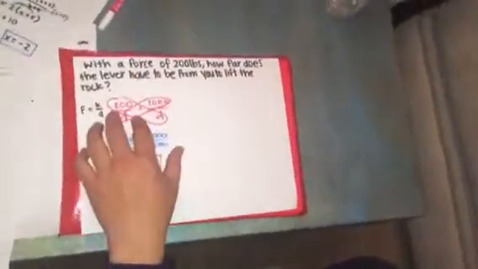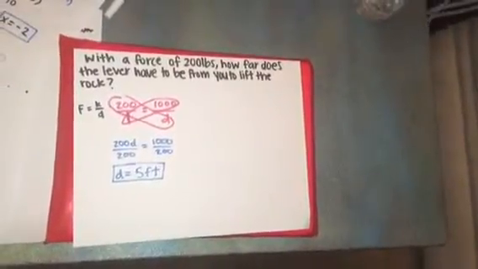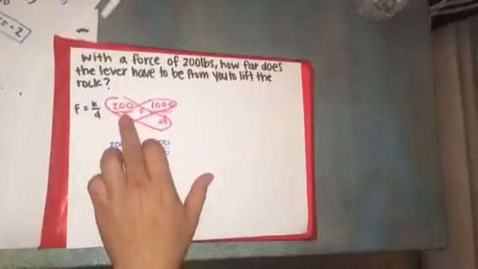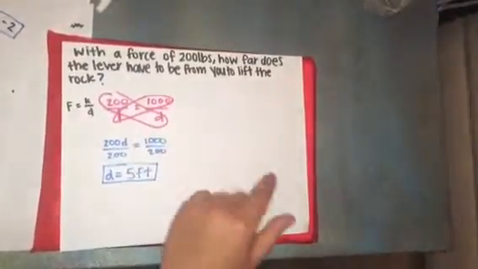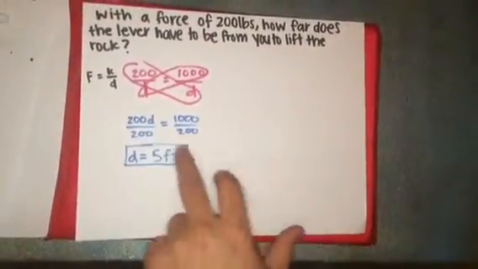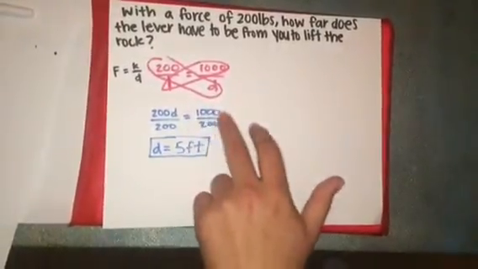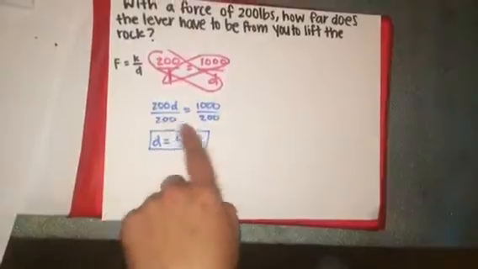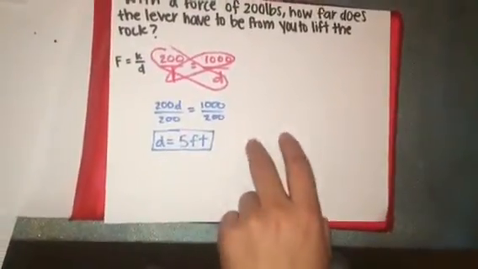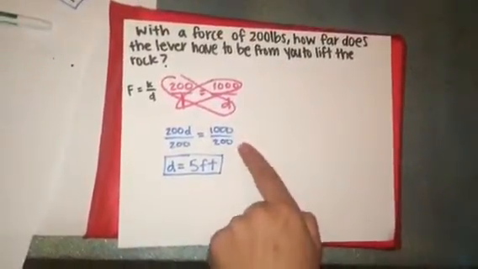Alright, so for the last step, with a force of 200 pounds, how far does a lever have to be from you to lift the rock? So what we're going to do is F equals K over D. So we have 200 over 1 equals 1,000 over D. So then what we're going to do is cross multiply right here. And then after we get 200D from here, and then equals 1,000 right here. And then after that we divide by 200 from both sides, and then we cross this out. So then it becomes D equals 5 feet because 1,000 divided by 200 equals 5.